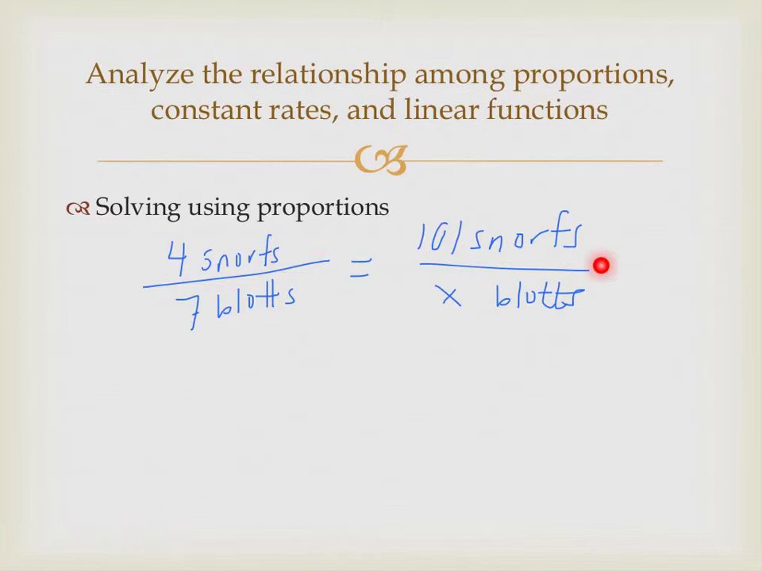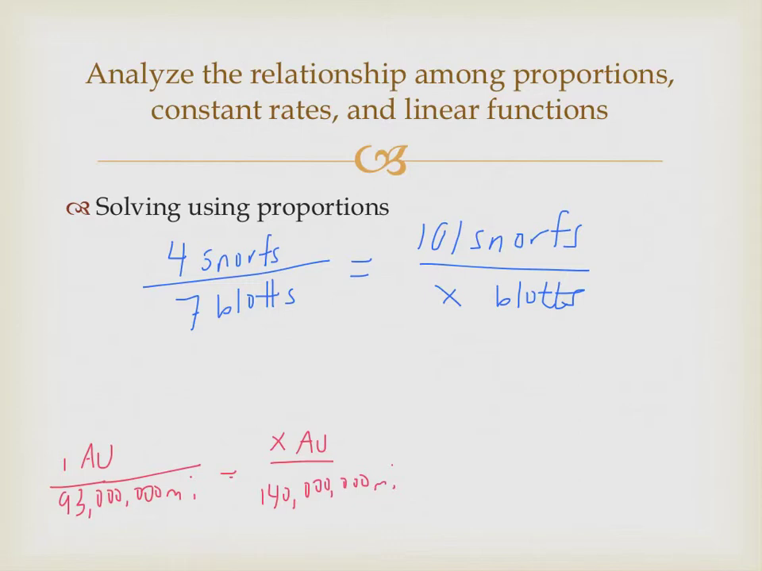I'm always going to maintain a snorf to blot ratio, meaning snorfs are in the numerator, blots are in the denominator. You will have proportion questions on your test, and it's always important to maintain this correspondence. Snorfs in the numerator, blots in the denominator. I feel like we had a problem as well where one astronomical unit was 93 million miles. So that's AUs to miles. How many AUs if you travel 140 million miles? It's the same idea, comparing astronomical units to miles.